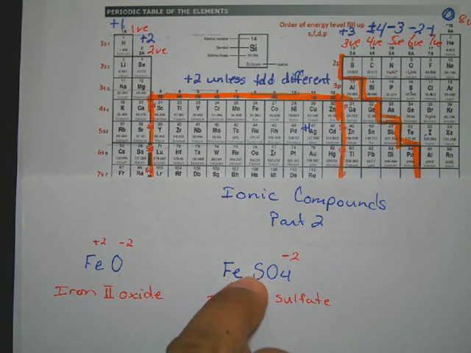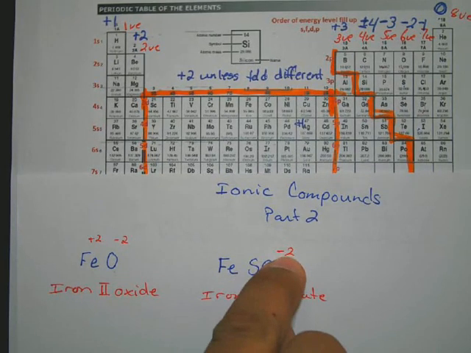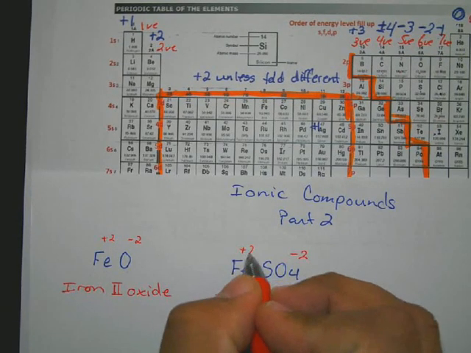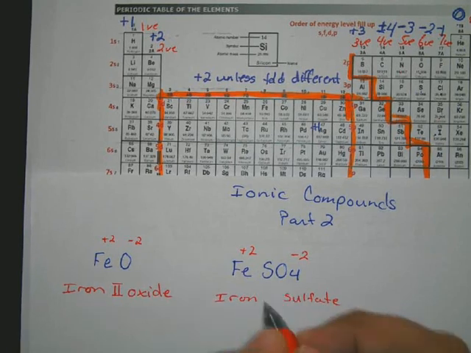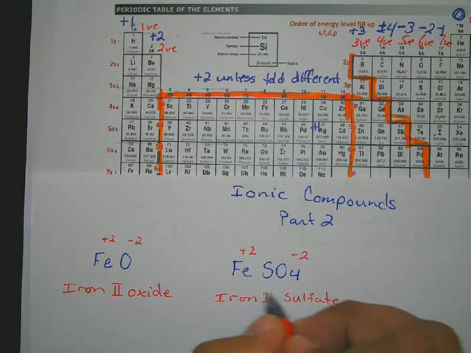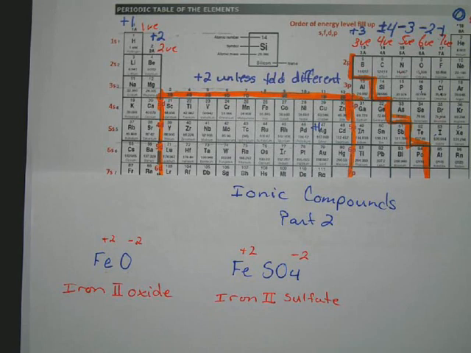Do you see a 2 right here when they swap and drop? No, you don't see that 2 right there. So what's the only thing that can get rid of a -2? A +2, right? The only thing that can get rid of a -2 is a +2. Nonmetals or polyatomics don't lie. So that means this one is also iron 2 sulfate.